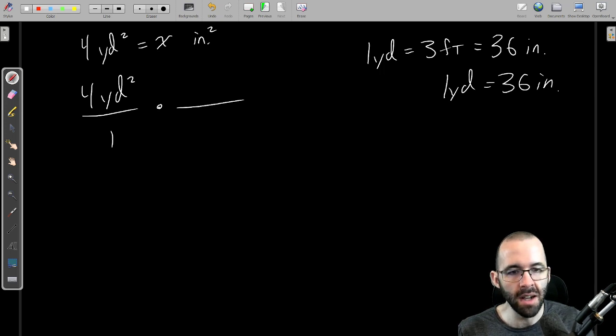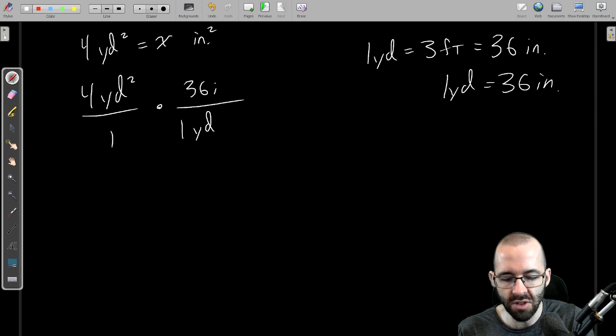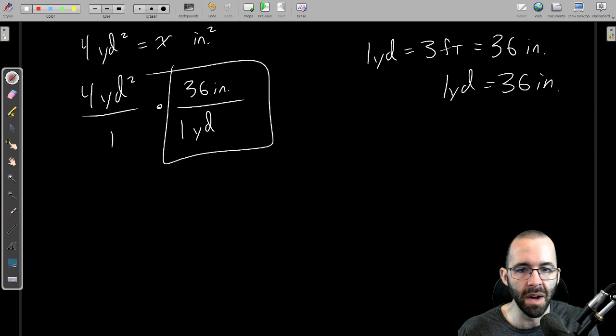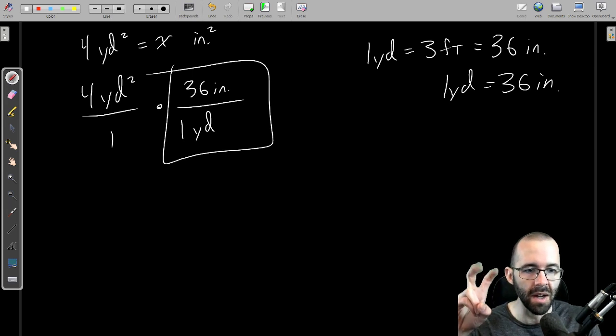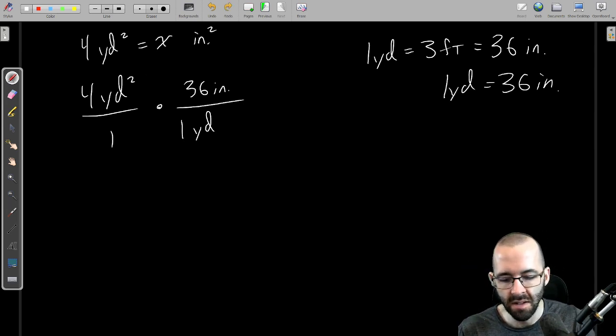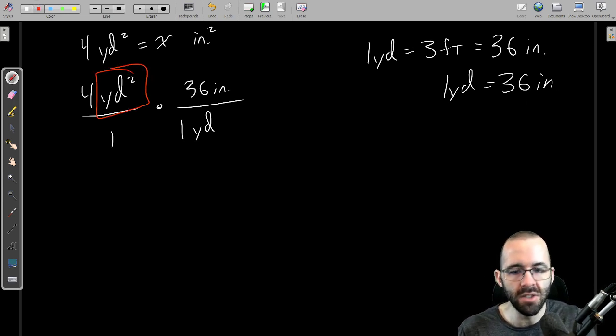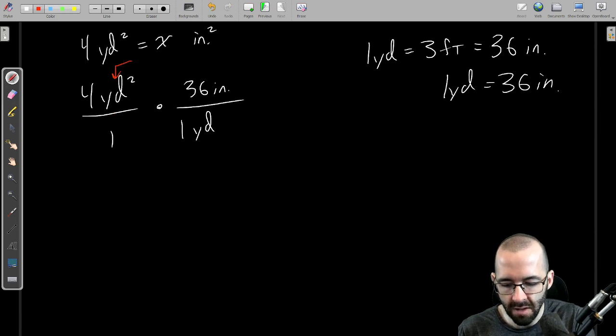The yard's going to go on the bottom because we want the yards to cancel. 1 yard is 36 inches. We haven't changed anything because these top and bottoms are equal. We're multiplying by 1. But the yards don't cancel. This is yards squared. That's yard times yard.